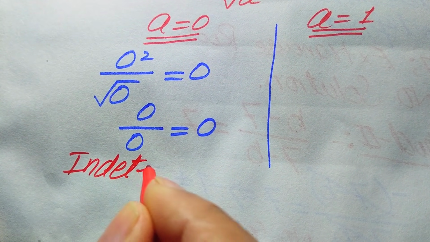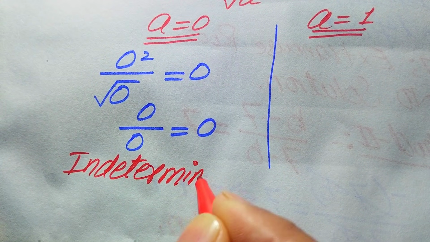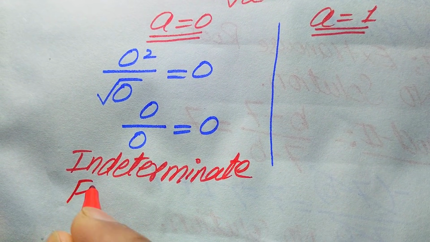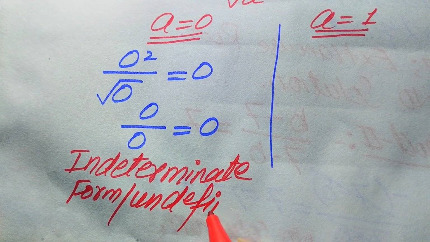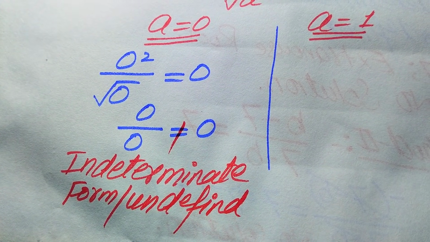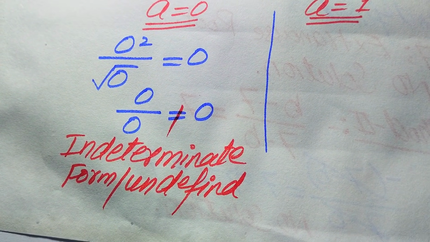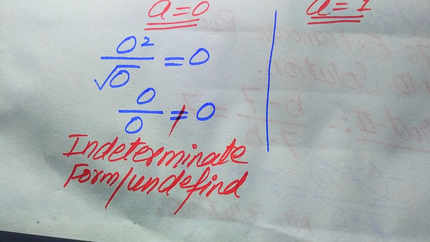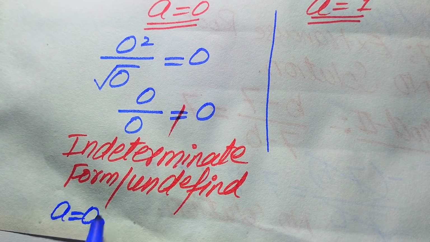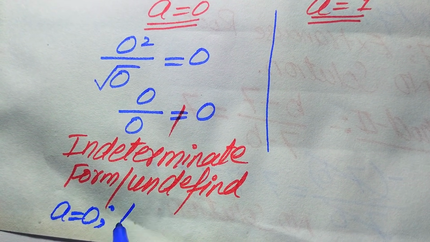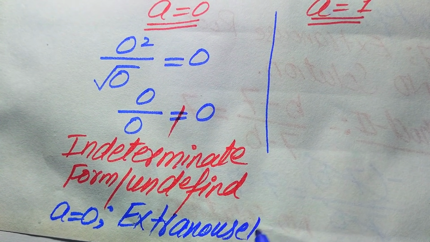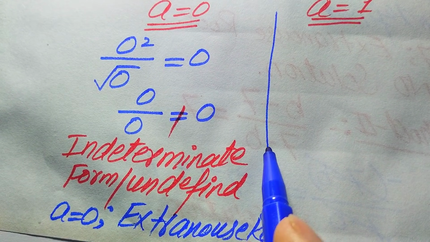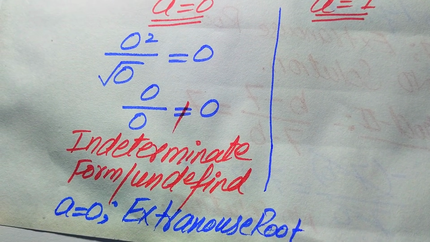So if our left hand side is indeterminate form, or in other words undefined, this means that both of the sides are not equal. And if both of the sides are not equal, this concludes that the value a equals 0 does not satisfy our given question statement. So we call a equals 0 the extraneous root of the given equation, because it does not satisfy our given question statement.